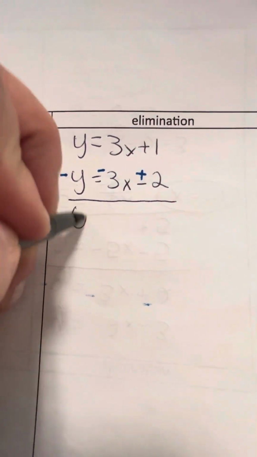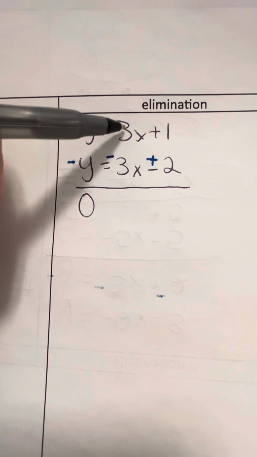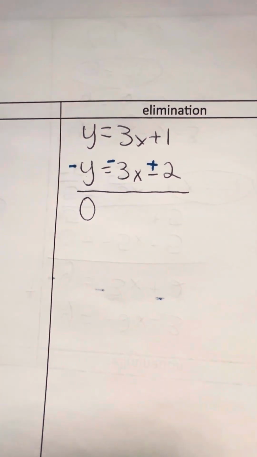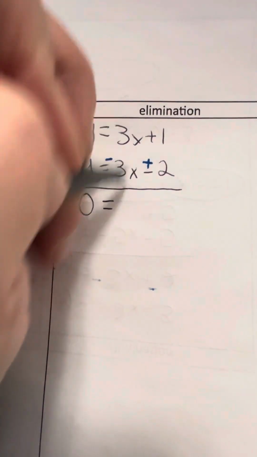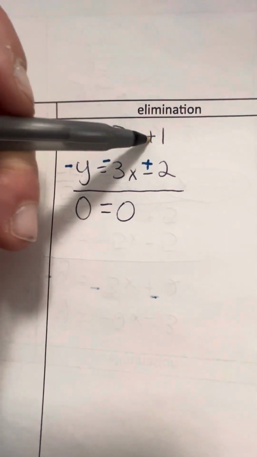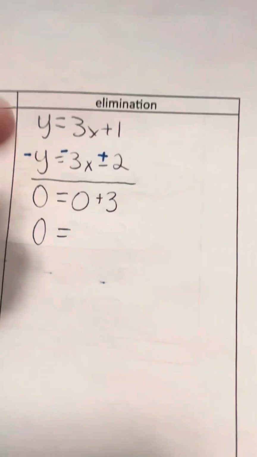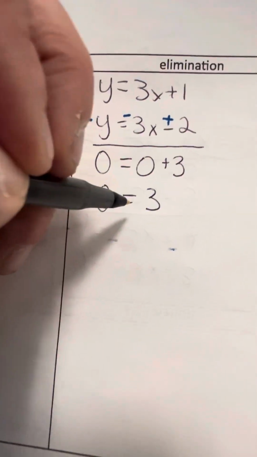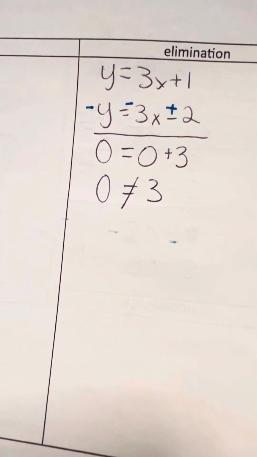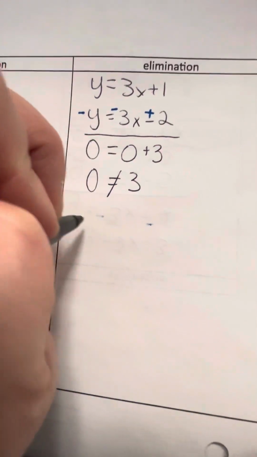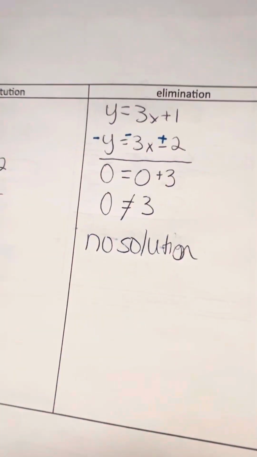y plus a negative y gives me 0, because there's nothing left there. 3x minus 3x also gives me nothing, so that would be 0. And then 1 plus 2 gives me 3. So what you have here is 0 on this side, and 0 equals 3. Just like the substitution method, this one does not balance. So you have no solution on this one as well. That is how you can show all three different ways with one single problem.